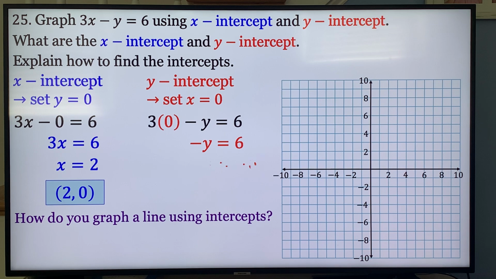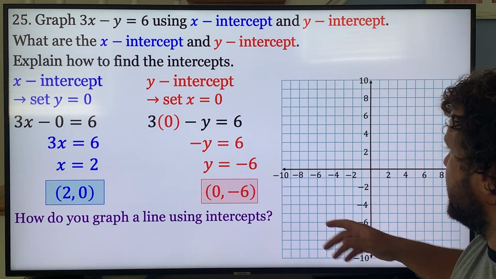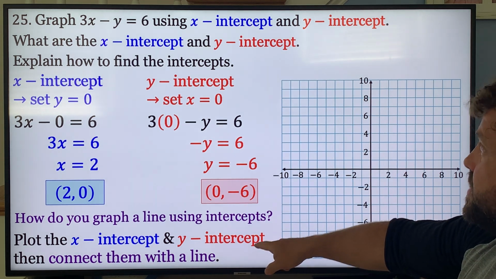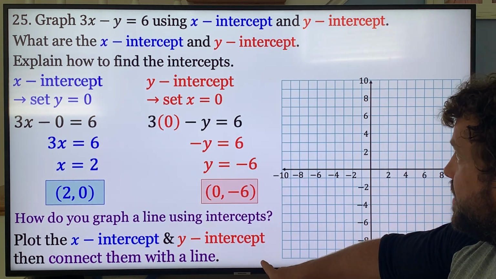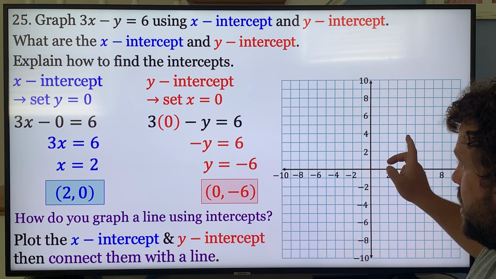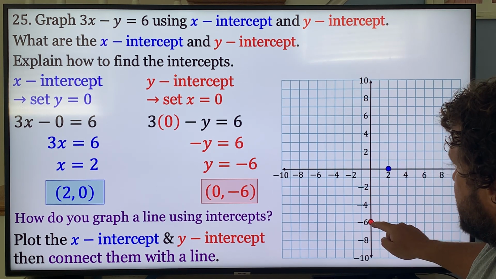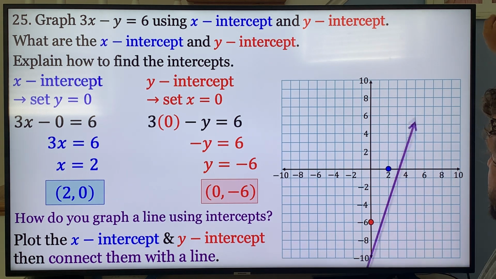Negative y equals 6. Y equals negative 6. So 0, negative 6. Then we go plot my points. You're going to plot the x and y intercepts, and then you're going to connect them with a line. Ready? 2, 0. 0, negative 6. Connect them with a line. And there's my answer.